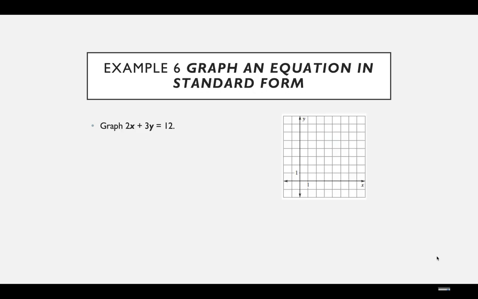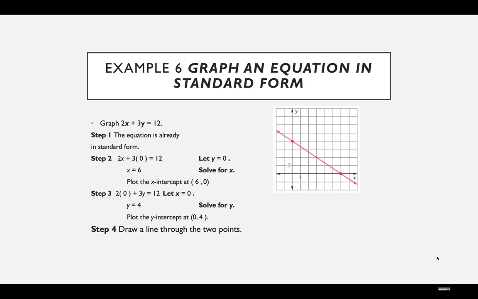So we've got 2x plus 3y equals 12. All right, so let's find the x-intercept. So we let y equal 0, and we're going to get 2x equals 12, which gives us x equals 6. So we plot the point 6, 0. Then we come back to get our second point. We let x equal 0, and we solve for y. So we get 3y equals 12, which we can divide by 3 and get y equals 4. So then we plot the point 0, 4. We play connect the dots, and we have our line.